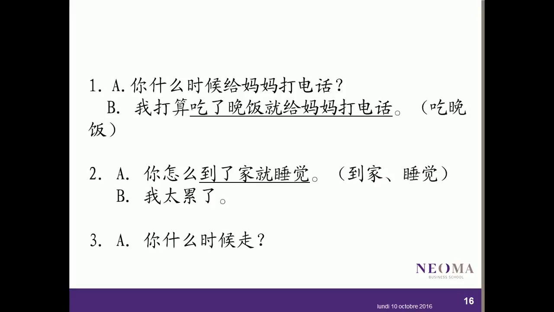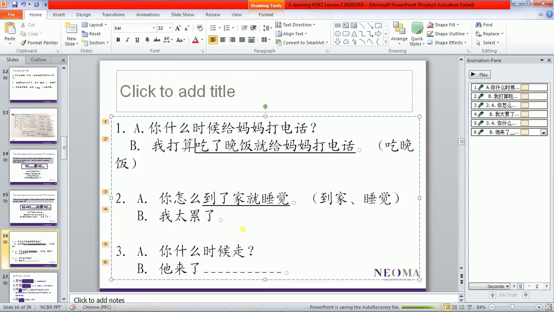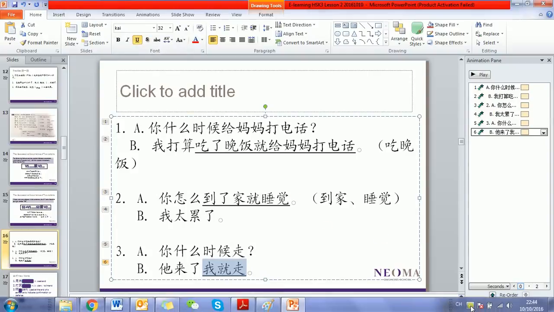All right, last one. A says, 你什么时候走? And then B responds, 他来了, that's the first verb. And then the subject changes to me, because the question is asking when I leave. So the answer could be, 他来了, then 我, second subject, plus 就, plus the verb. 他来了,我就走。Let's look at the three sentences one more time.